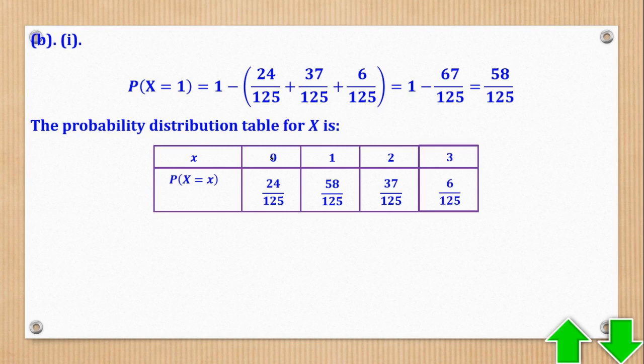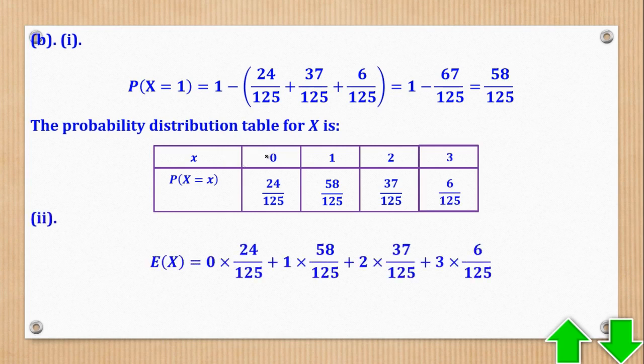They also asked for the mean. So mean will be sum of x times p(x). So x times its corresponding probability, x times its corresponding probability. This times this, and this times this. So when I use the calculator, I'll come up with the mean they wanted.